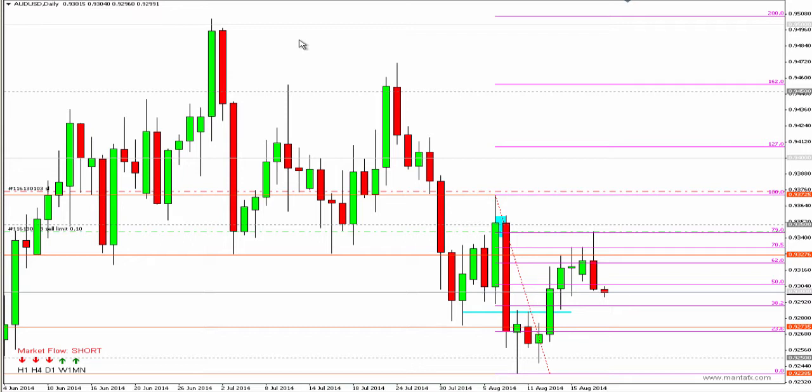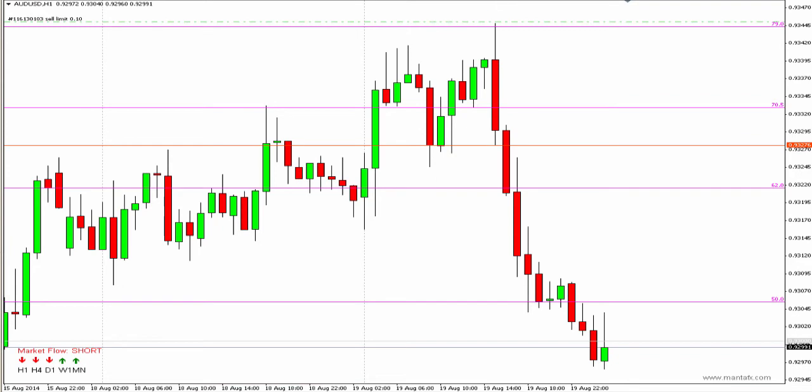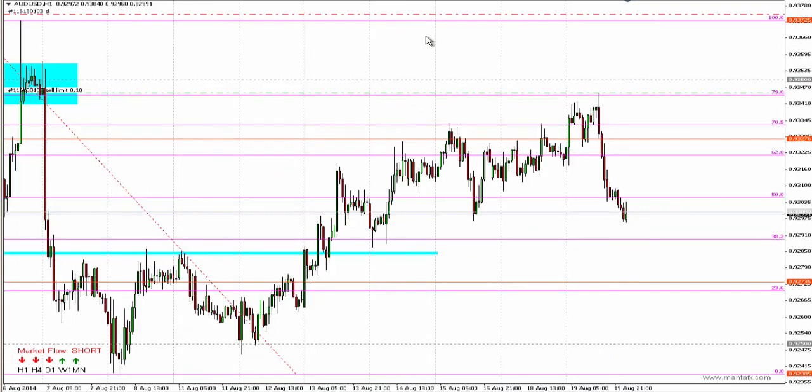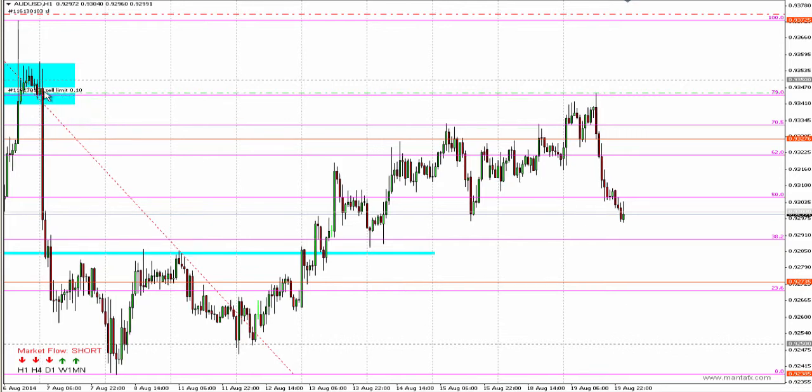But I pretty much had a good entry level, based on the H1 candle. This green candle here. I mean this one, sorry, this one. And as you can see, I had a good plan. It just wasn't quite well executed. But we can't get it all.